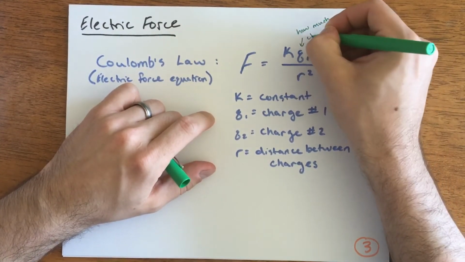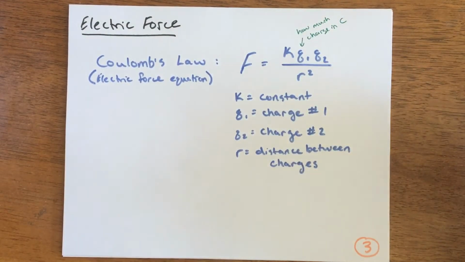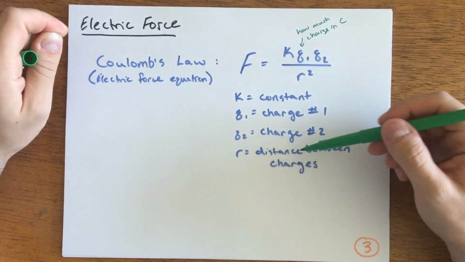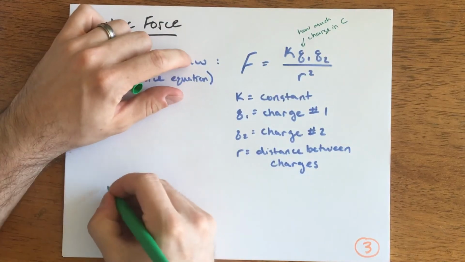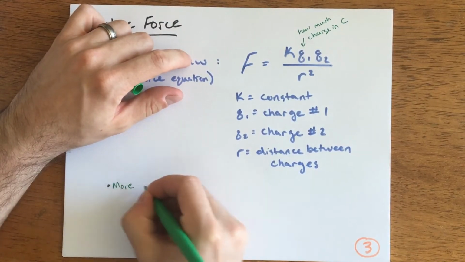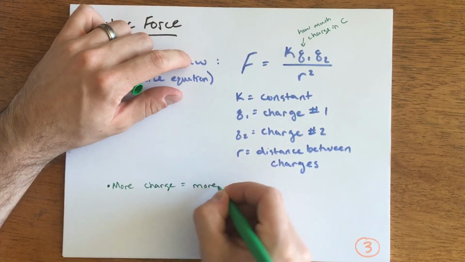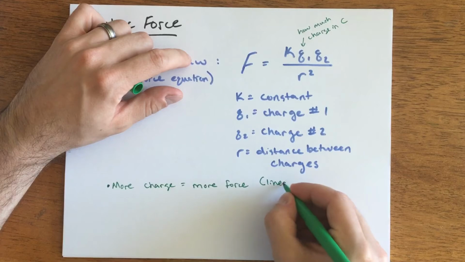So how much charge, in something called coulombs. Again, we're not as worried about units here, but they named the unit for charge after the same scientist. And finally, R is the distance between the charges. So here's the relationship you need to know. More charge equals more force. And this is a linear relationship.